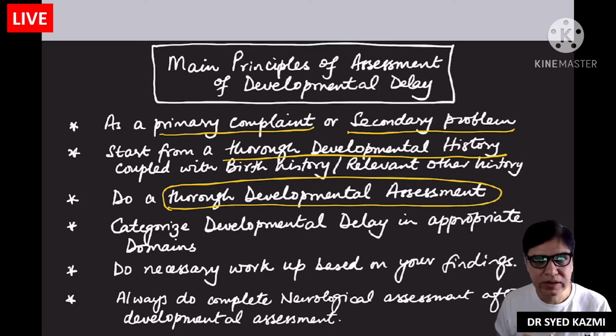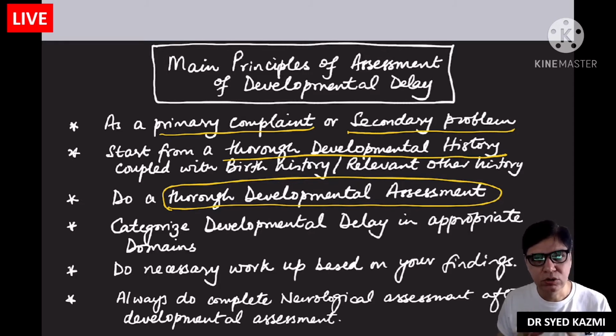Once you've plotted that, your further workup would be guided, like whether this was isolated, whether this was global, what were the findings in neurological domains, what were the findings on anthropometric assessment. And we will talk about that later on in this particular lecture. So just to summarize, whether it's a primary complaint or a secondary problem you pick up on your assessment, always take a thorough developmental history, which should be coupled with his birth history and other relevant points in past medical history.